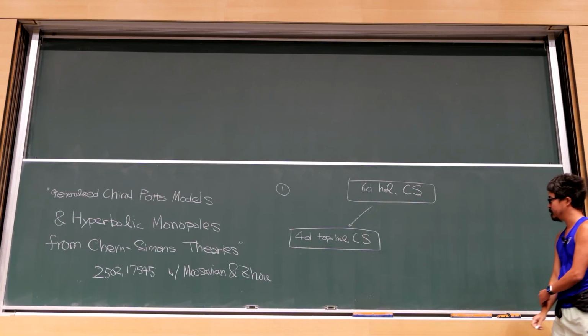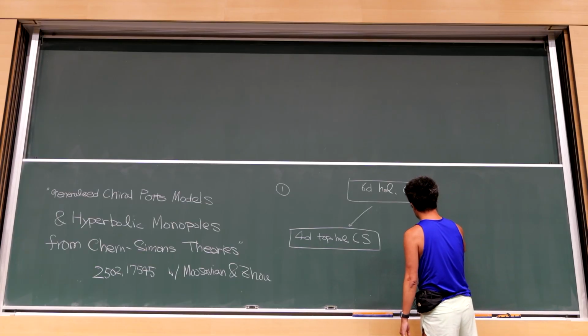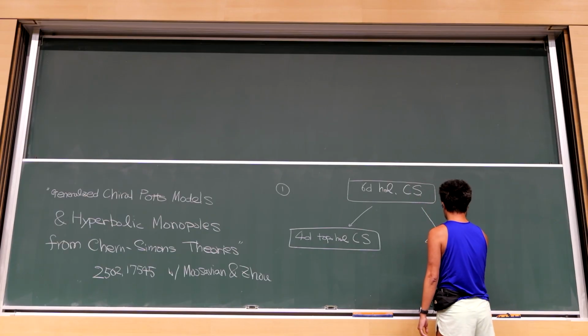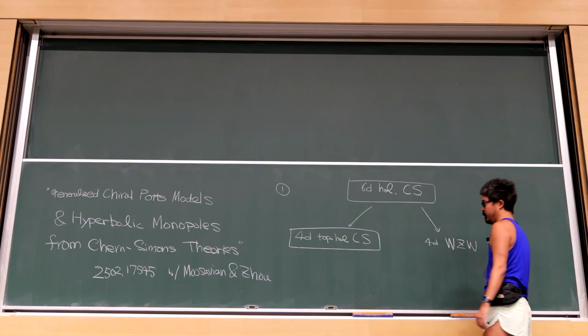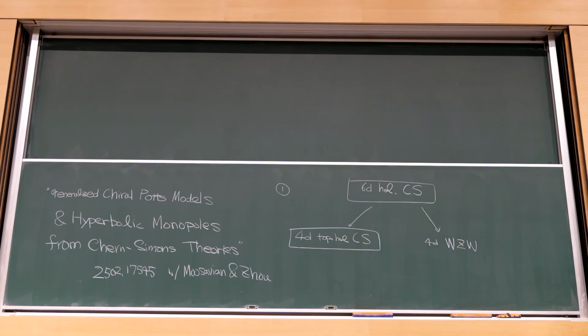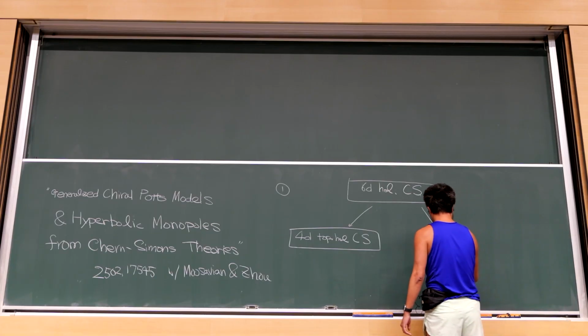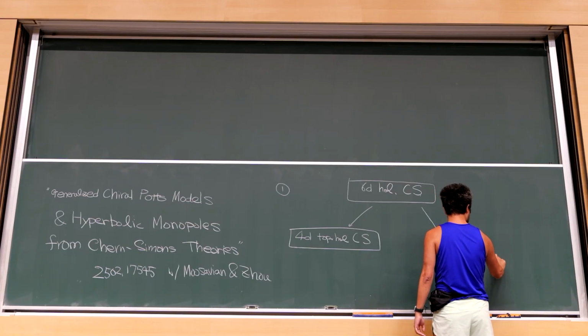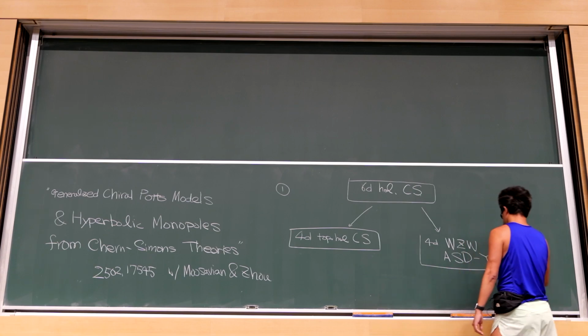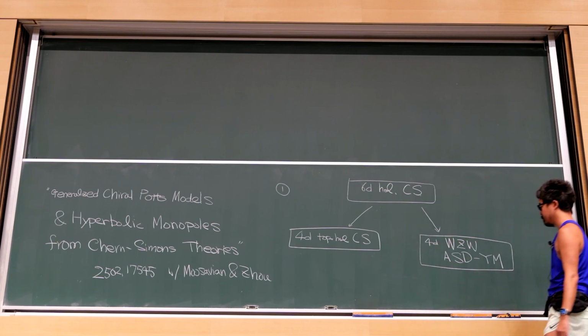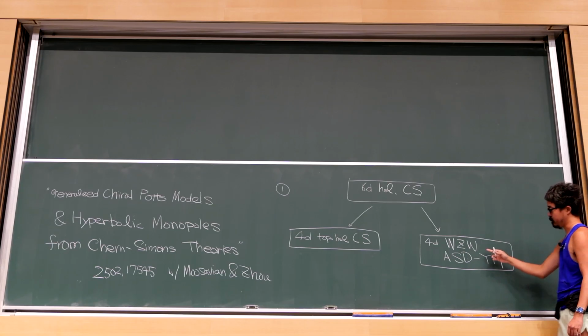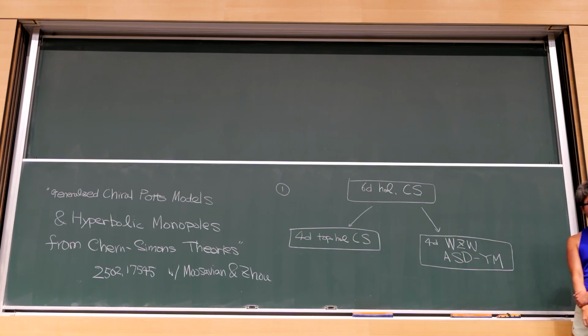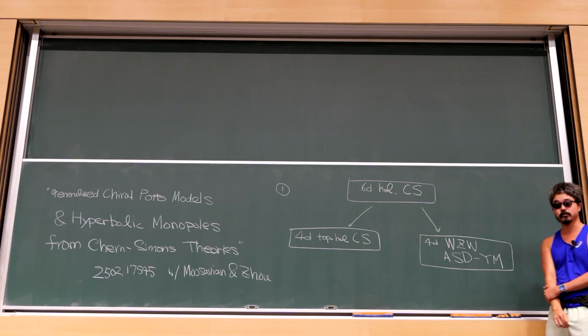On the other side, you can call it the four-dimensional Wess-Zumino-Witten model, which is related to the famous equation, the anti-self-dual Yang-Mills equation. This is a nice set of equations, and the classical equation of motion for this theory is the anti-self-dual Yang-Mills equation. So this is the other side of this story.